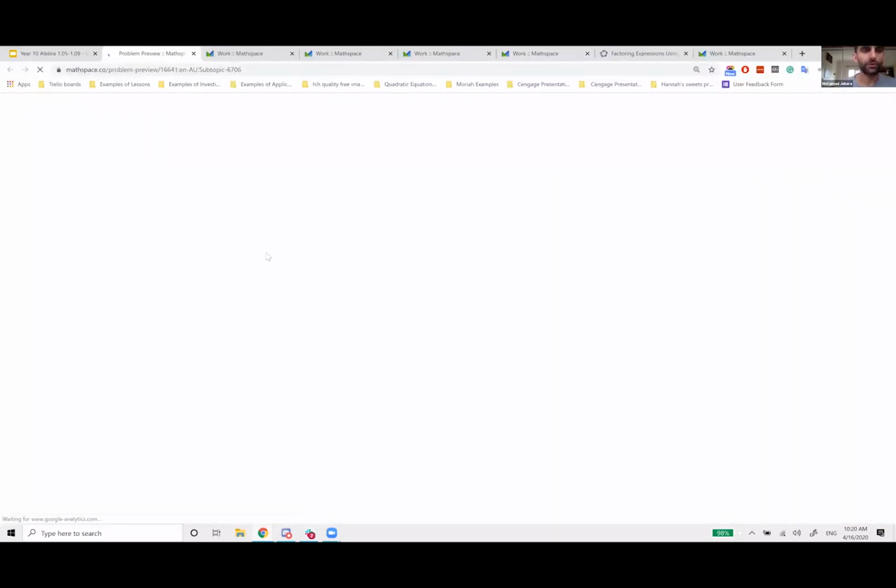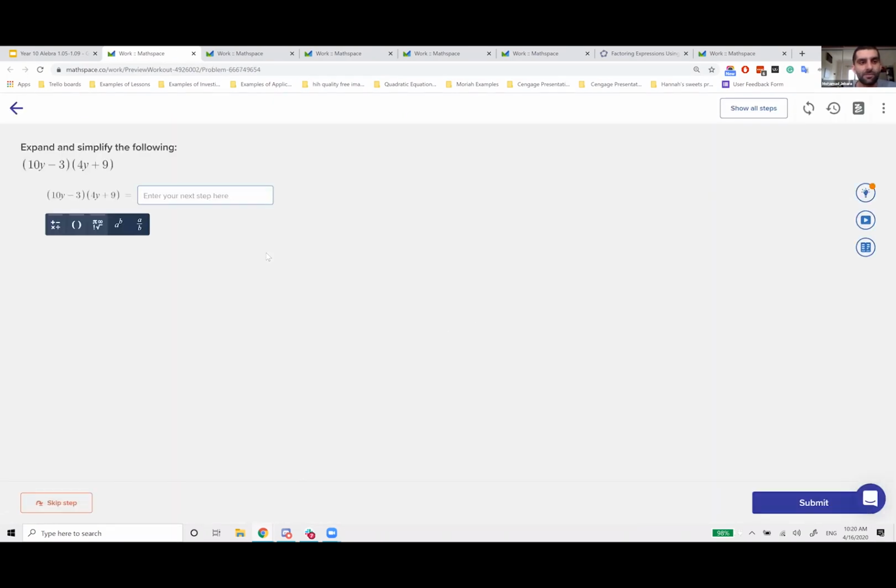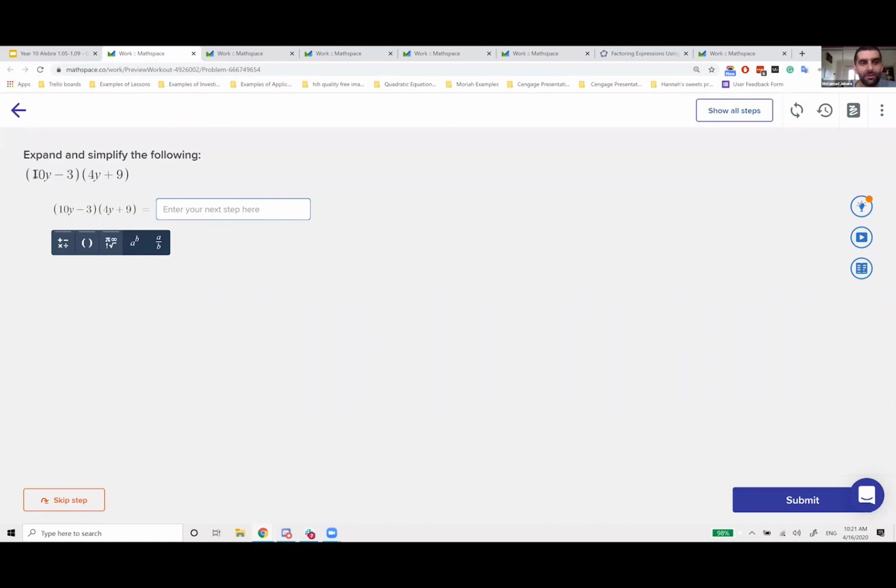Expanding binomials. All right, so let's see it in practice. Basically, we said the first thing you do is you multiply the first term here with the first term there. So we've got 10y times 4y. We do the numbers times the numbers, you get the 40. And then the letters, you get y times y, which is going to give you y squared.